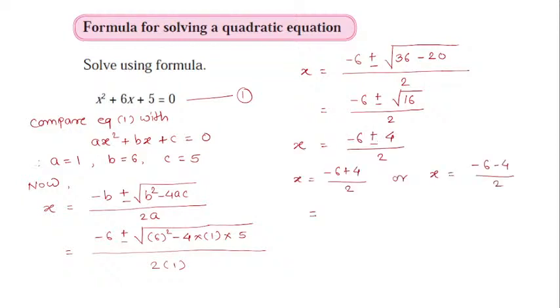So for the first value we get minus 6 plus 4, that is minus 2 divided by 2, or here x is equal to minus 6 minus 4, that's minus 10 divided by 2. So if we divide here, we'll get 2 1s are 2 and here 2 5s are 10.